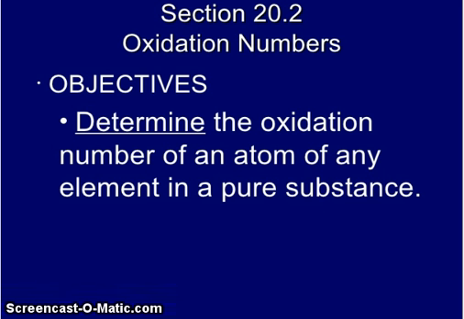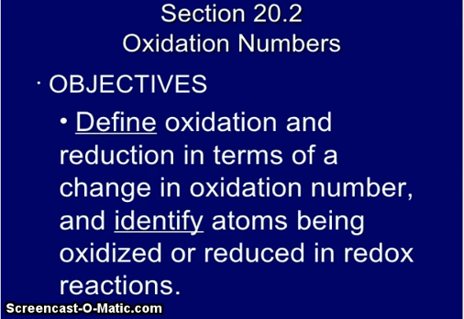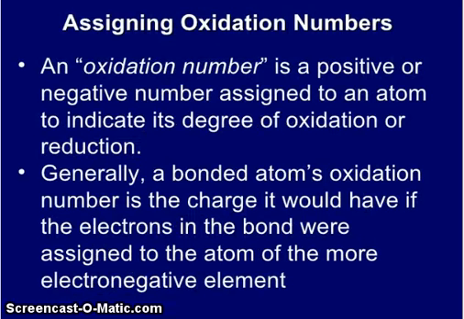Now, the oxidation number of an atom of an element in a pure substance. Describe oxidation and reduction in terms of charge, change in oxidation number, and identify atoms being oxidized or reduced in redox reactions. An oxidation number is a positive or negative number assigned to an atom to indicate the degree of oxidation or reduction. Generally, a bonded atom's oxidation number is the charge it would have if the electrons in the bond were assigned to the atom of the more electronegative element.